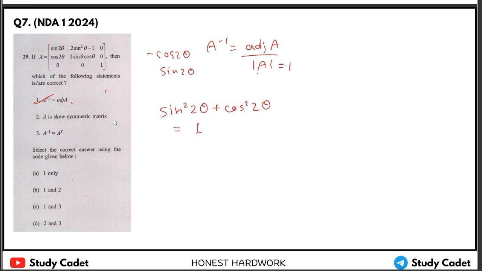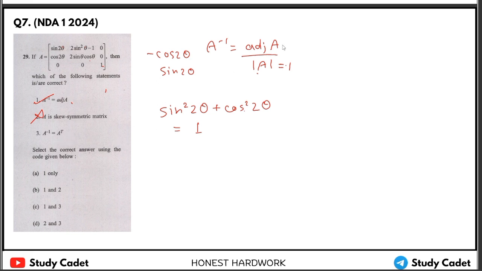A is a skew symmetric matrix? The diagonal elements are not 0, so it is not skew symmetric. A inverse equals A transpose?